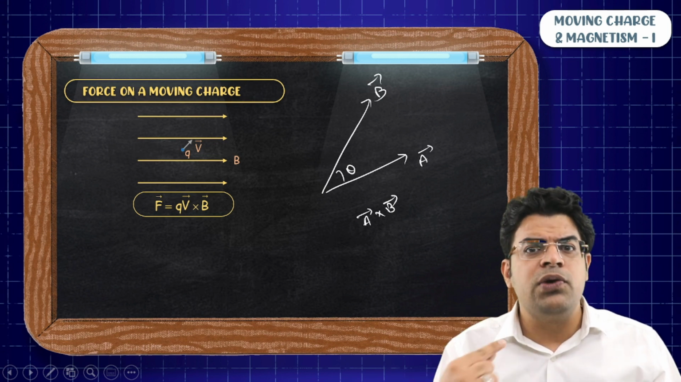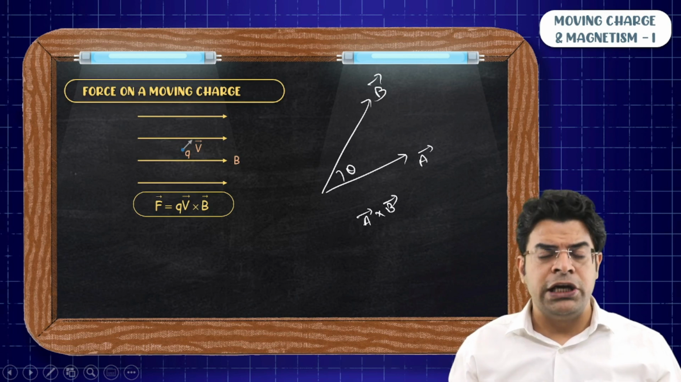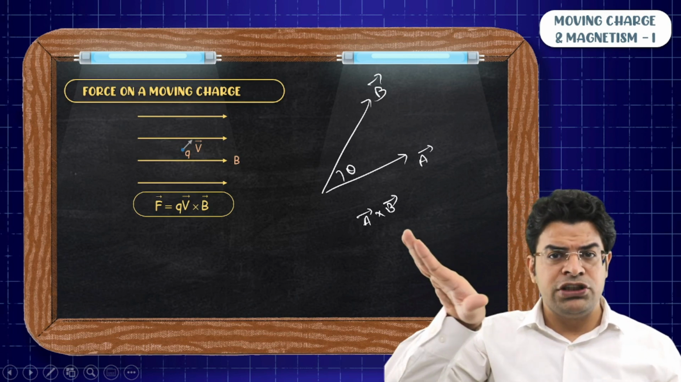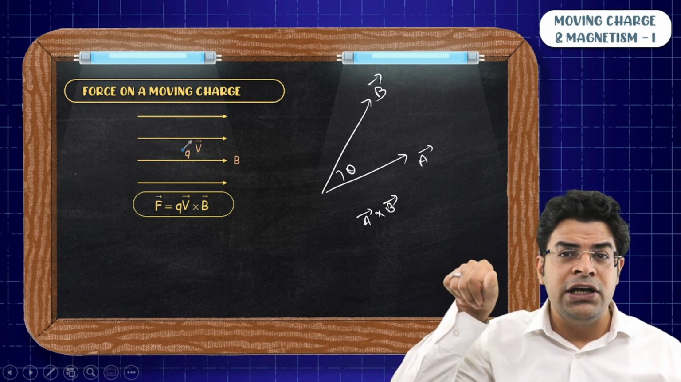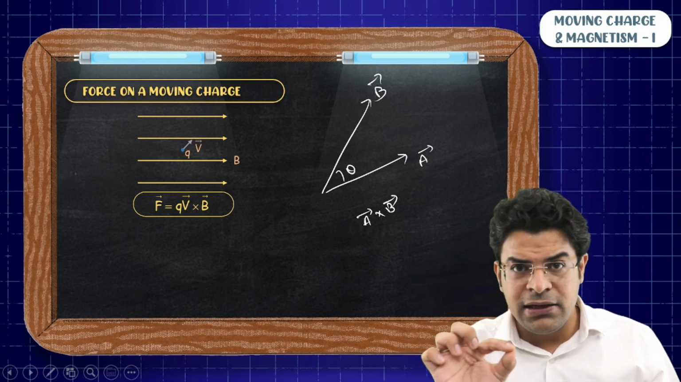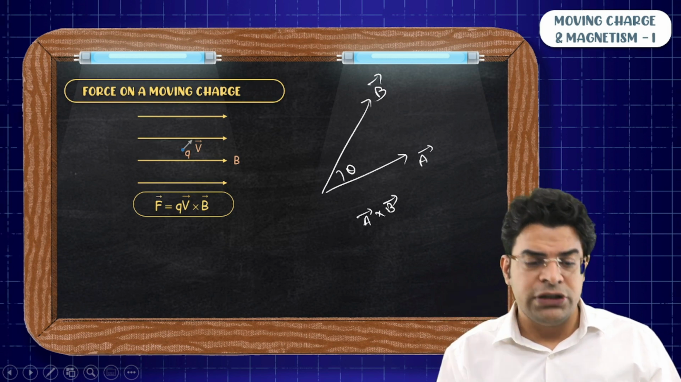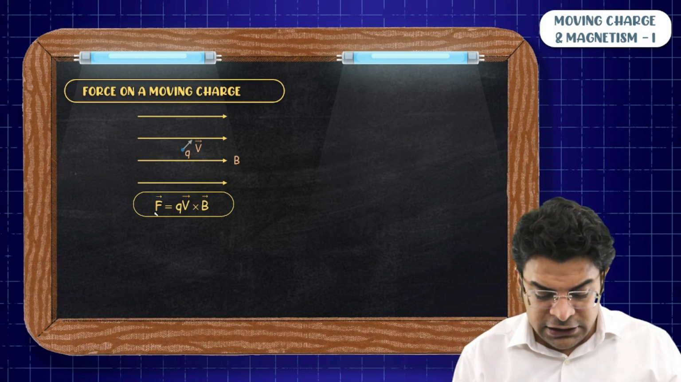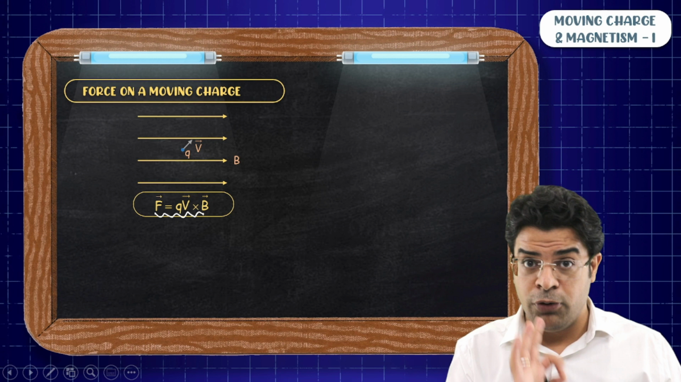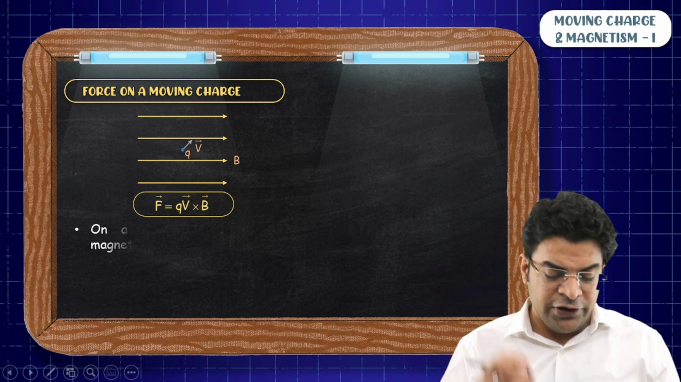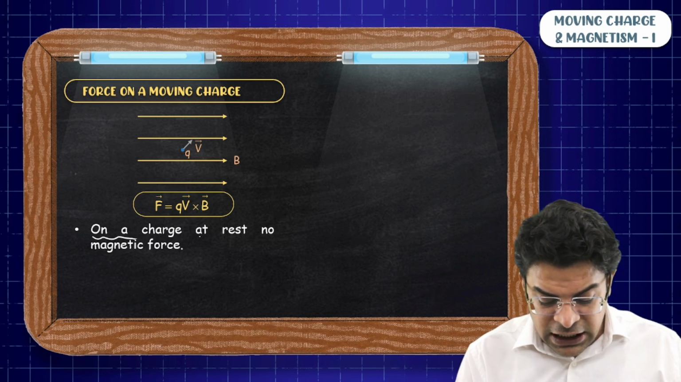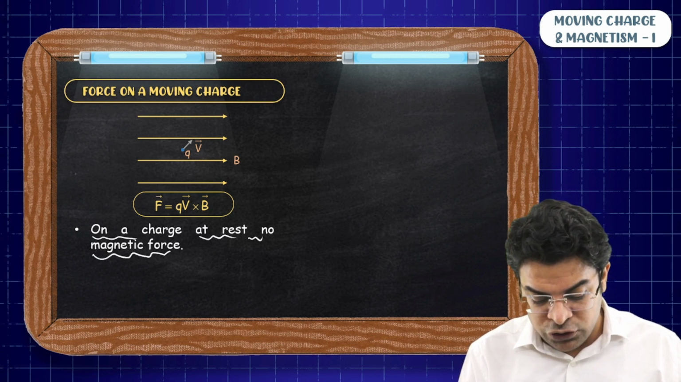Similarly, if you try to find the direction of B cross A, align the fingers of right hand in direction of B, curl the fingers towards A. While doing so, your thumb will point into the screen. And that is the direction of B cross A. So just by looking at this formula, I can say multiple important things, and you should remember all these important things by heart. The first point, on a charge at rest, no magnetic force will act.